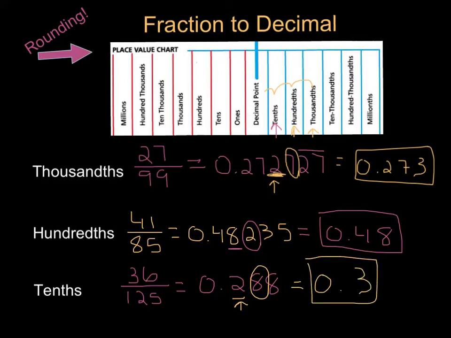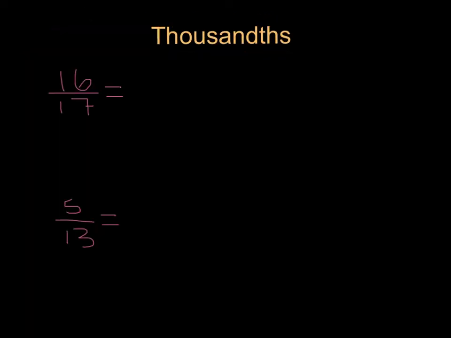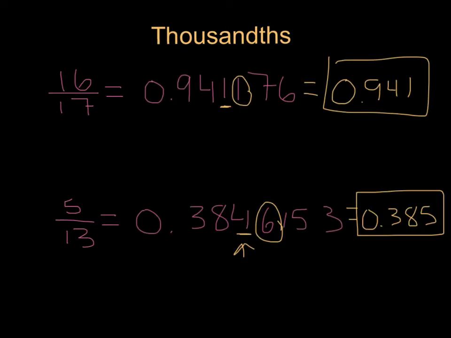Good. I'm going to give you 2 problems that you can now try on your own. I want you to pause the video and I want you to find the decimal for both of these rounded to the nearest thousandth. Okay, here are your answers. How did you do?